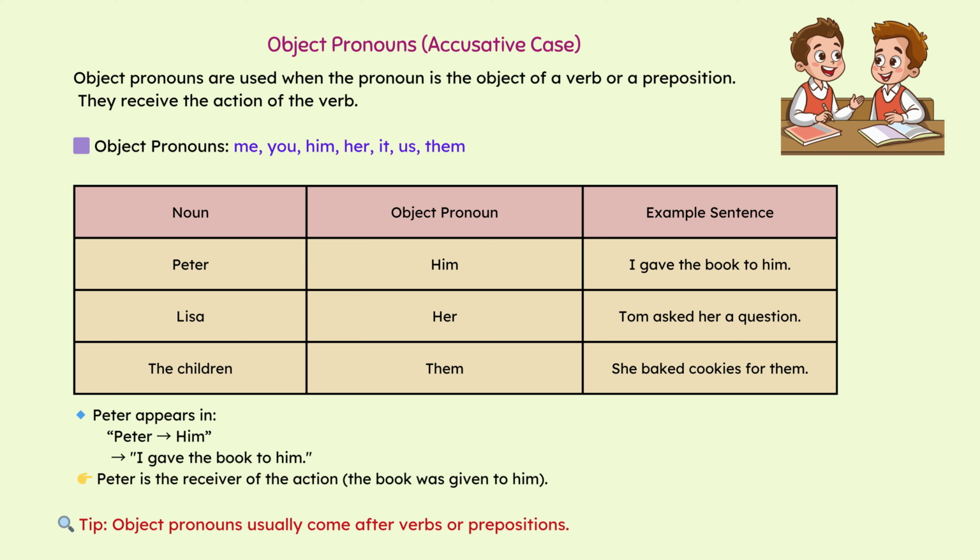The noun Peter becomes him. I gave the book to him. Peter is receiving the book, so we say to him. The noun Lisa becomes her. Tom asked her a question. The noun the children becomes them. She baked cookies for them. Tip: object pronouns usually come after verbs or prepositions like to, for, with, at, and so on. So remember, if someone is getting something or the action is happening to them, use an object pronoun.